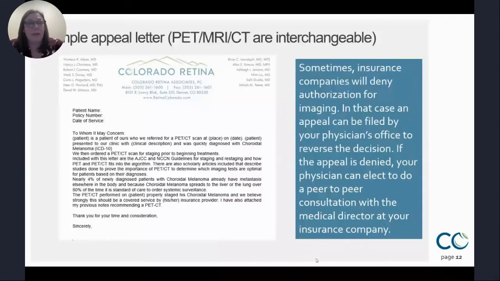If after the appeal, the insurance company still denies that authorization, what can happen is your physician can do what's called a peer-to-peer consultation with the medical director at your insurance company. Those are often where decisions are reversed. So in my experience, we've had a lot of times where the minute a doctor gets on the phone with another doctor, they just agree and say, oh, okay, that's fine, go ahead. But it's getting to the point of getting that peer-to-peer, which can sometimes take weeks. There's a lot of bureaucracy wrapped up in all of it.